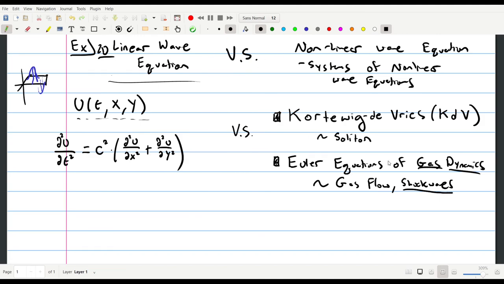Now these equations are much, much more complicated than the standard linear wave equation, and solving them exactly analytically in three dimensions is still an open problem in mathematics. However, there are ways of numerically solving both these types of equations, specifically the Euler equations. What I'm going to show right now is some experimental results and then corresponding numerical solutions of the Euler equations for different scenarios.